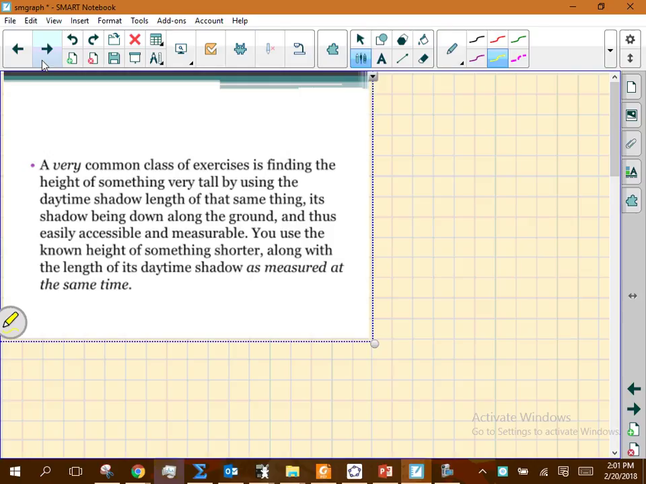Okay? What I want you to understand is that when we do these, you have to measure the shadows relatively close to one another in regards to the time span. Okay? I don't want to measure the shadow... Let's say I'm using my shadow to approximate the height of the Washington Monument. I would not measure my shadow at 10:30 a.m. and then measure the shadow of the Washington Monument at 6 p.m. Okay, because we no longer have the idea of similar triangles. Okay, if I measure my shadow at 12 p.m., I better measure the Washington Monument at the same time.